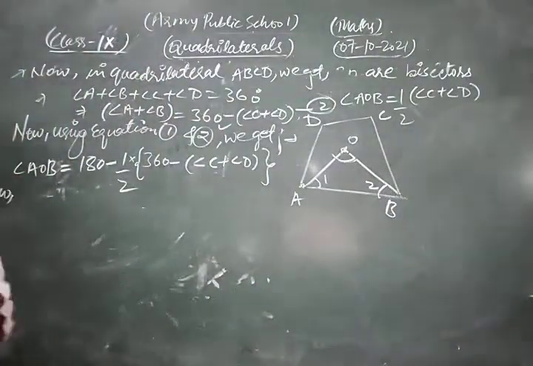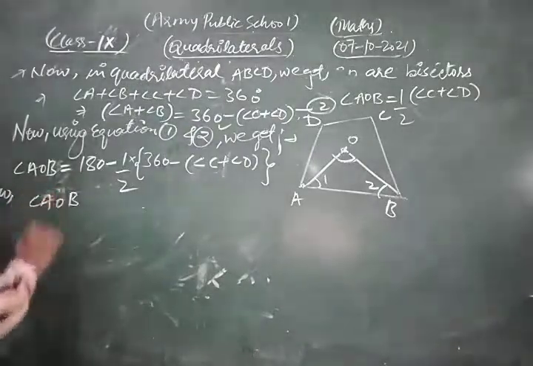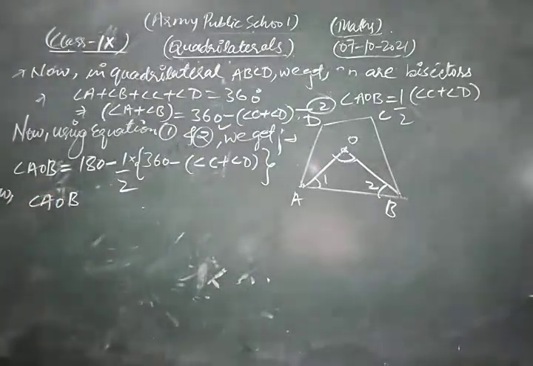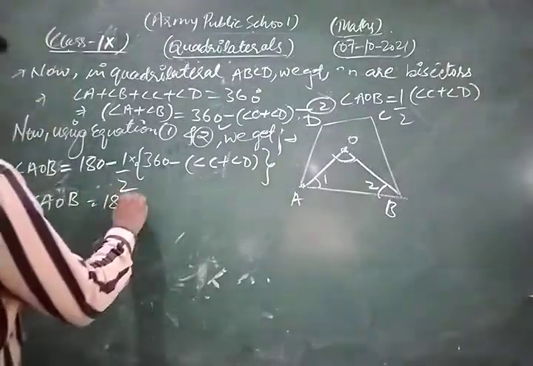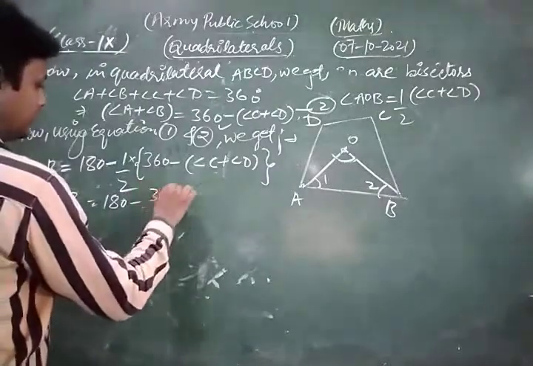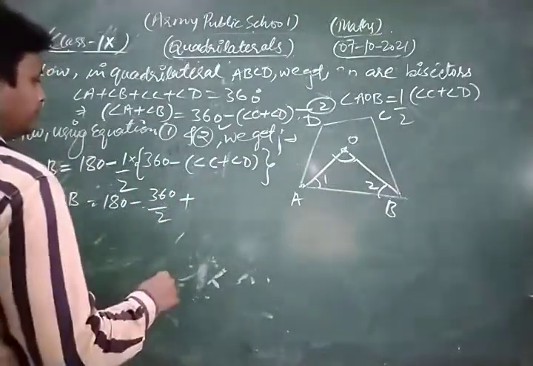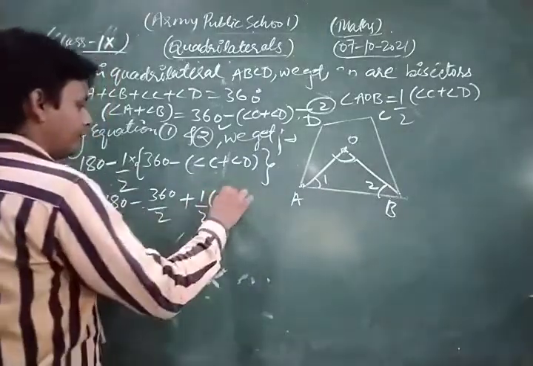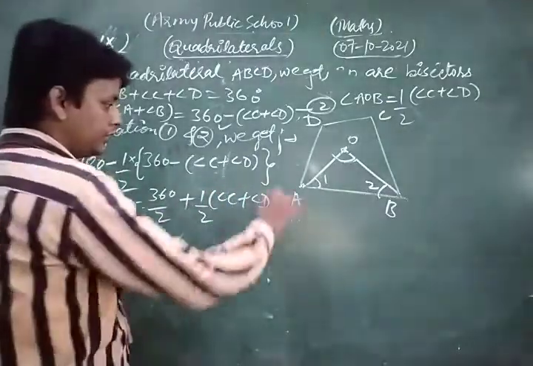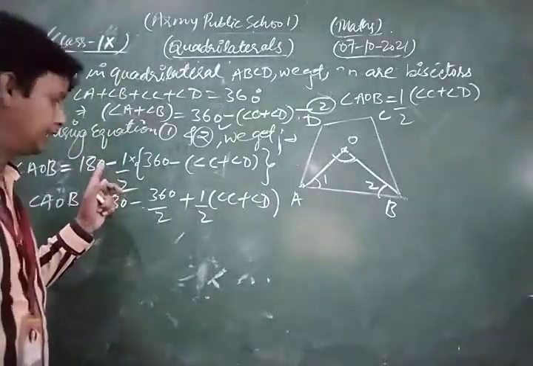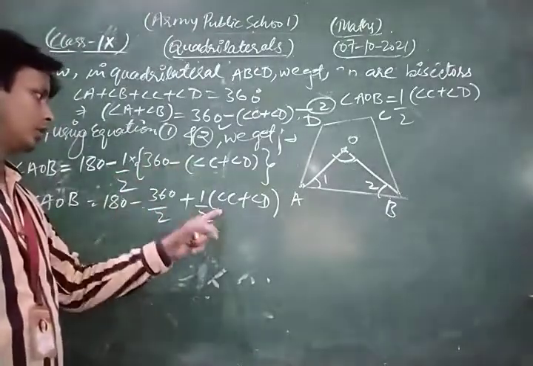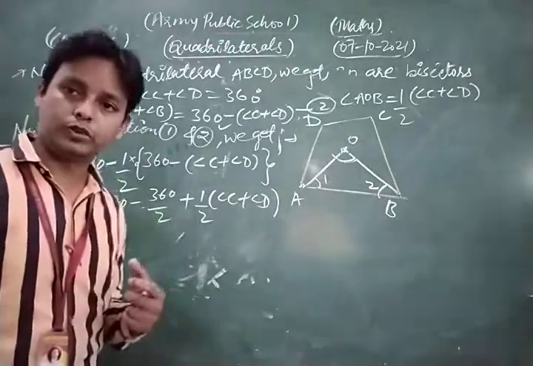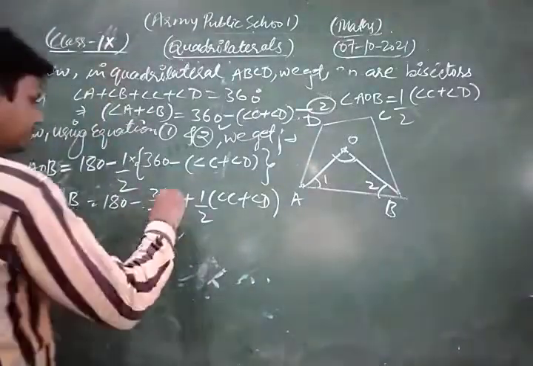Now angle AOB is equal to 180 minus, we multiply 1 by 2 in that, so 360 upon 2, and minus this is plus half of angle C plus angle D. We just break the brackets and there is a minus sign. So if we multiply them, we get minus 360 by 2 plus half of angle C plus angle D.